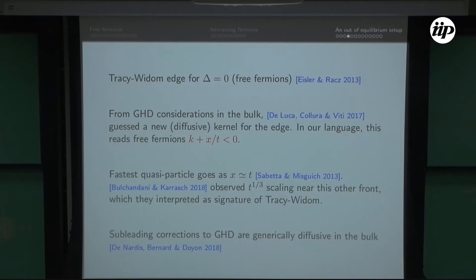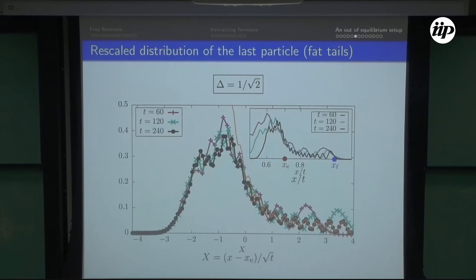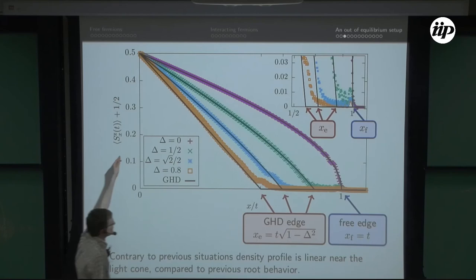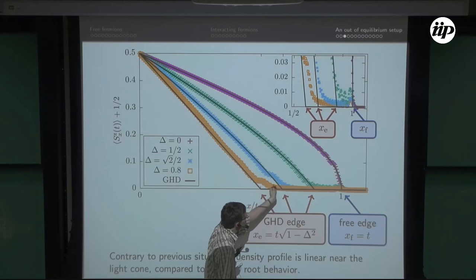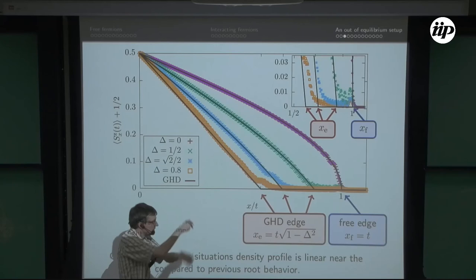So the fastest speed goes at t, and it was also observed that there is a t to the one third behavior near this thing. So what happens is that the density vanishes to leading order. It becomes like 1 over time, if you want. And then after this, it vanishes. There is some t to the one third scaling around this, and then it vanishes exponentially fast. So this is what you get.